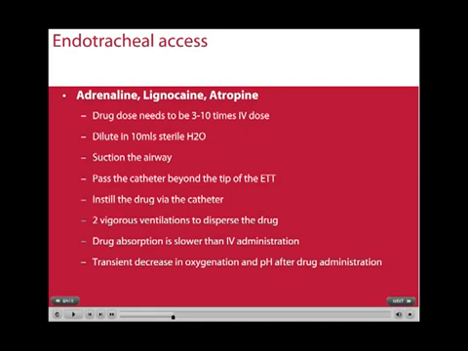Afterwards, 2 vigorous ventilations are needed to disperse the drug into the lungs. It is worth remembering that the drug absorption will be slower than the IV administration route, and transient decreases in oxygenation and pH after drug administration can occur.